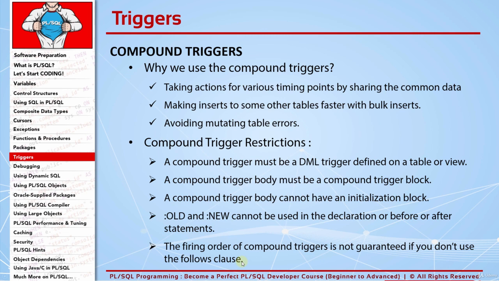The firing order of the compound trigger is not guaranteed if you don't use the follows clause. There might be more than one compound trigger on the same table or view. As we have learned before, the firing order of the same level triggers is specified by the server randomly. So we cannot say that a trigger that was created before the other one will run first. It may change. So you need to use the follows clause to order the same level triggers for the fire times. Great. Now let's see how we create a compound trigger.